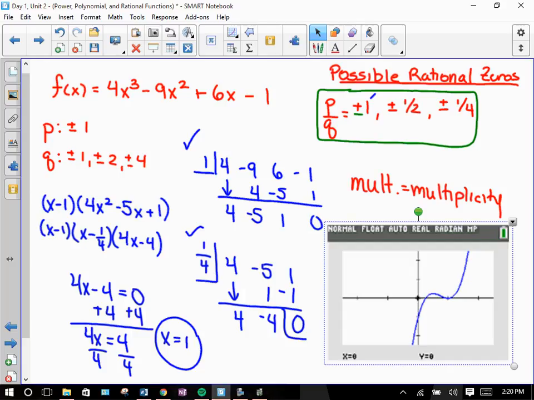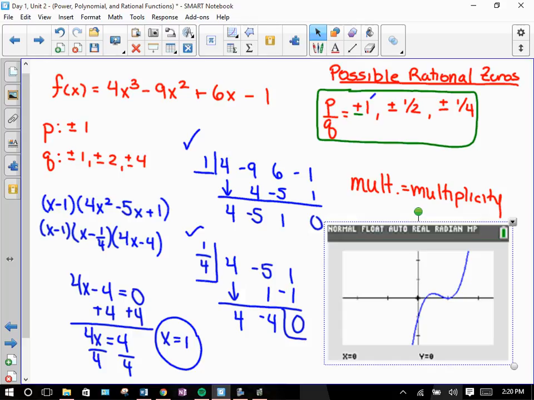What we did here is, first of all, we said x equals 1/4 is a 0. There it is right there. It crosses the x-axis right there. We said x equals 1 is a 0. There it is. Now what happens here is this 0 repeats itself. It happens twice. X equals 1 here and x equals 1 there. So what we say is it has a multiplicity of 2.